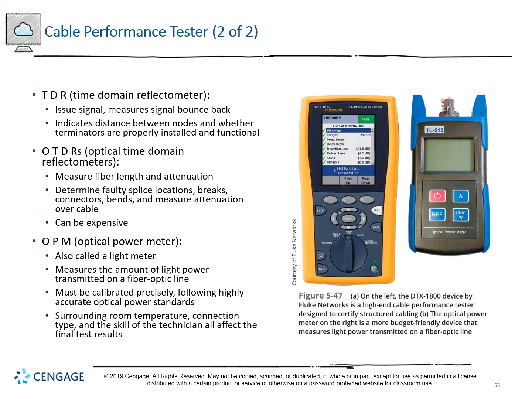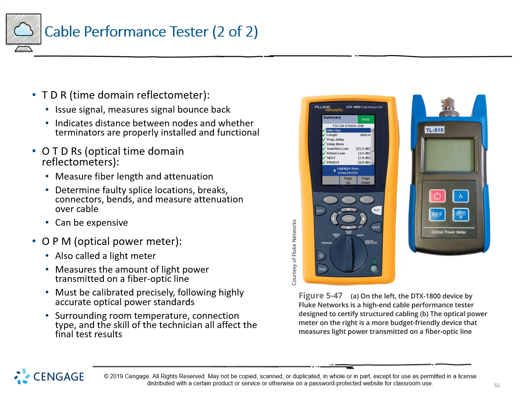The OPM, optical power meter, which we see on the right-hand side in the kind of gray and blue there, the TL510, is also called a light meter. This is going to measure the amount of power transmitted on a fiber optic line, so we can actually see in certain units how we can transmit fiber at a given speed, wavelength, etc. You see the lambda symbol on the TL510. It does have to be calibrated very precisely. There's very accurate optical power standards that have to be present.